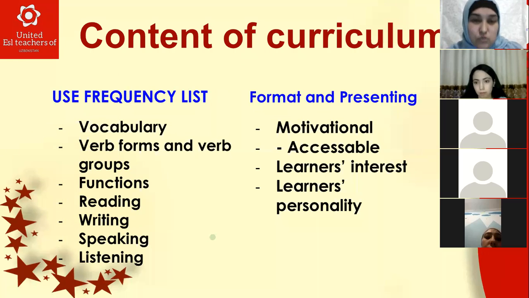And also the functions: you may choose any kind of functions while designing the curriculum, and reading, writing, speaking, and listening skills could be developed, but it's up to you what kind of content you choose for this. It is also connected to the needs analysis. While conducting needs analysis, you can add some questions or questionnaires so that your learners choose what their interests are in terms of reading or other skills, or the topics.